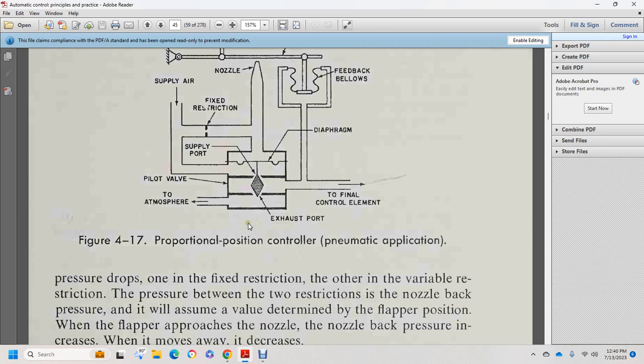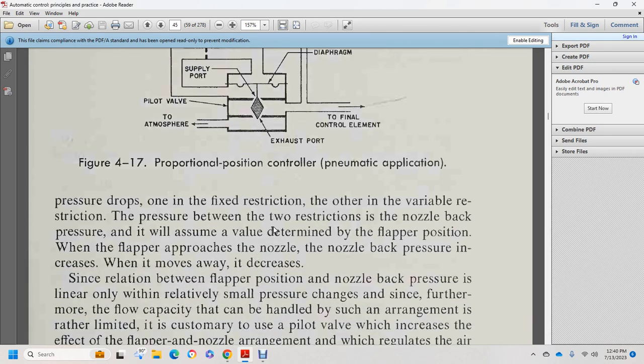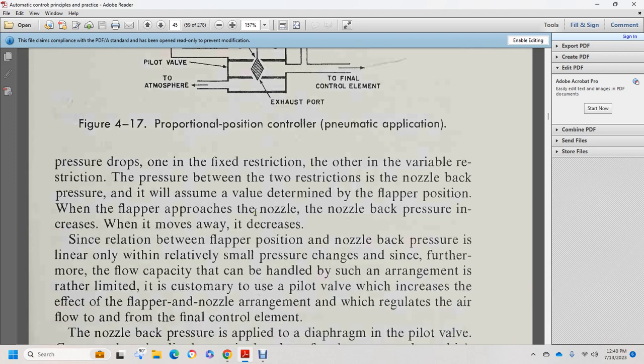Pressure drops across one fixed restriction and the variable restriction; the pressure between the two restrictions, the nozzle back pressure, assumes the variable. You determine the flapper position. As the flapper approaches the nozzle, the nozzle back pressure increases, and as it moves away it decreases. The relation between the flapper position and the nozzle back pressure is linear only with relatively small pressure changes. Further, the flow capacity that can be handled by the arrangement is rather limited, hence the customary use of the pilot valve to increase the effect.